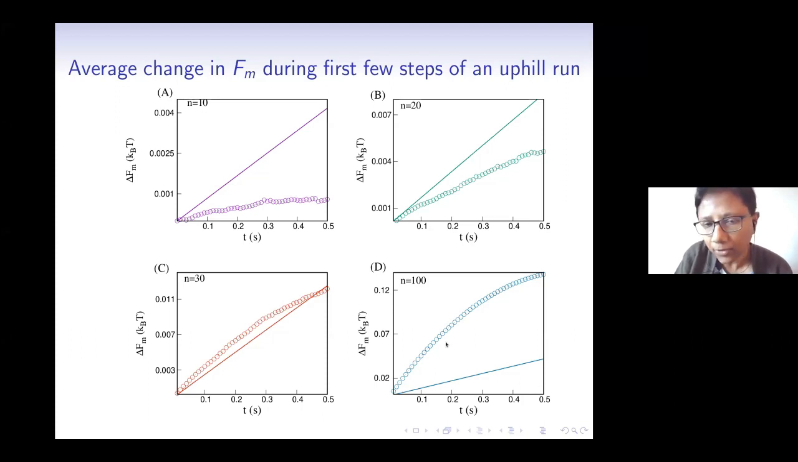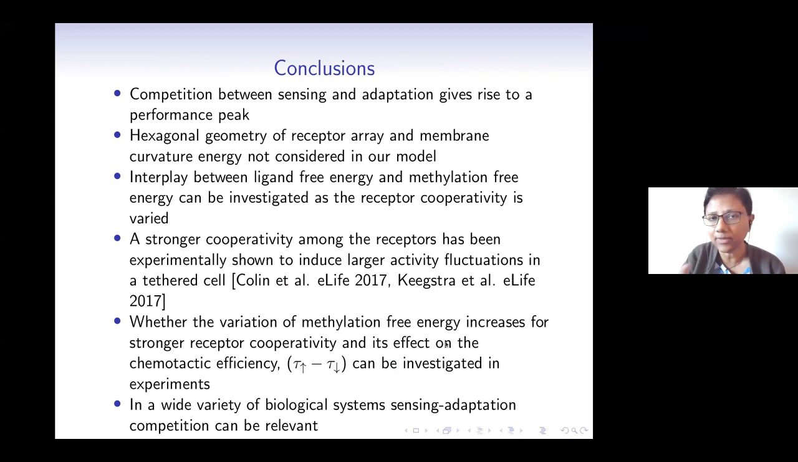So I won't spend time on conclusions. We have just shown that sensing-adaptation competition gives rise to a performance peak. Our results can be tested in experiments. We also propose experiments for a tethered cell to directly test this. And these results can also be important beyond E. coli chemotaxis. There are a large number of sensory systems where we have sensing and adaptation modules. And this is a general question people can ask, whether such interplay gives rise to a performance peak or sensitivity peak for those systems as well.